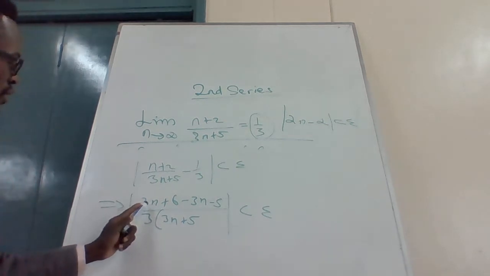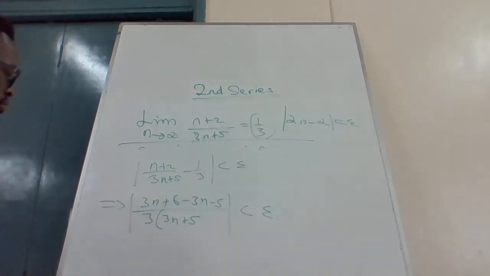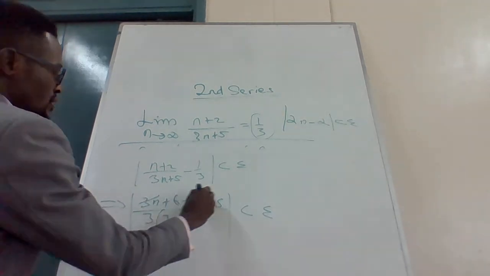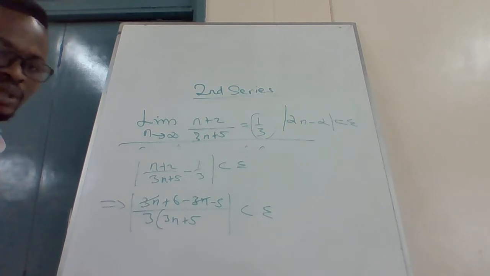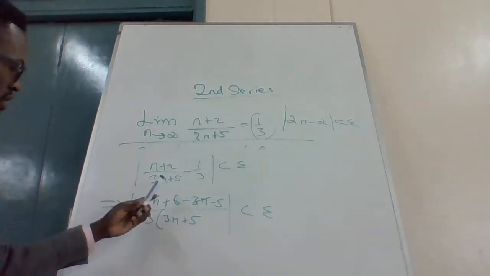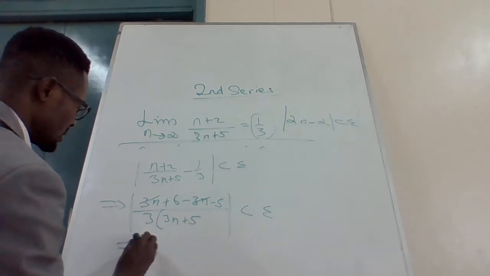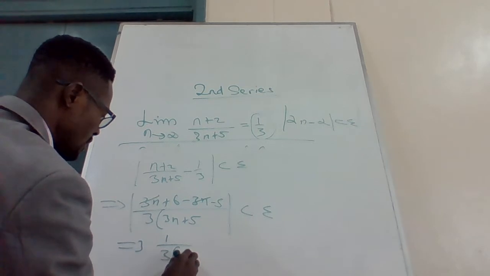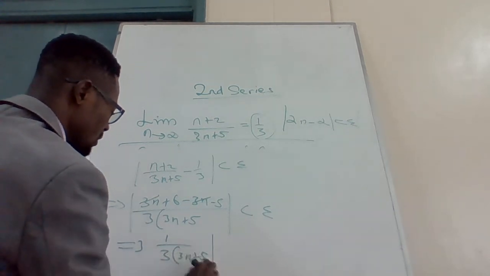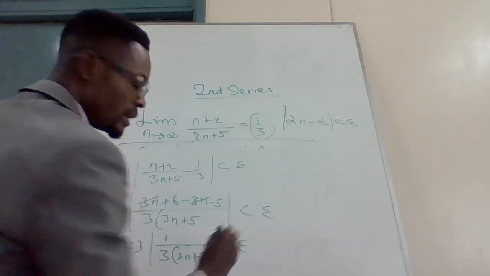If you look at our equation, we have 3n plus 6 minus 3n minus 5. So 3n minus 3n will go, and 6 minus 5 will leave us with 1. So it is 1 divided by this. So it will imply that this will be 1 divided by 3 into 3n plus 5, and this also is less than epsilon.